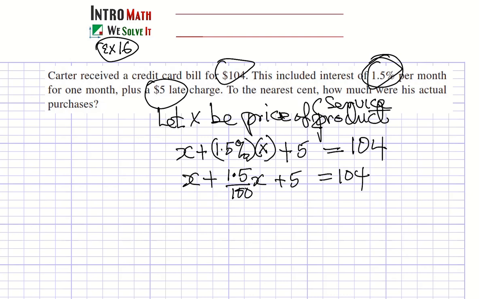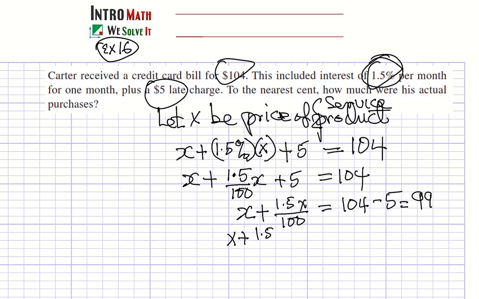So what can we do? Let's do it this way: x plus 1.5x over 100 equals 104 minus 5. We'll move 5 to the other side. What would that be? That would be 99. Look at it carefully. That's 99 if you move it to the other side. So now we have x plus 1.5x over 100 equals 99. That's what we're dealing with.